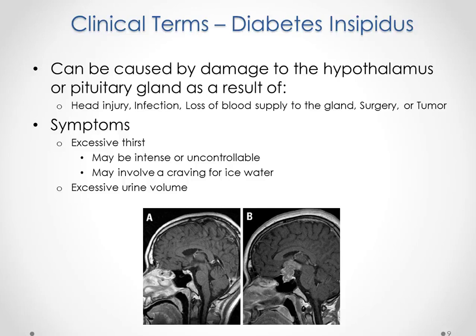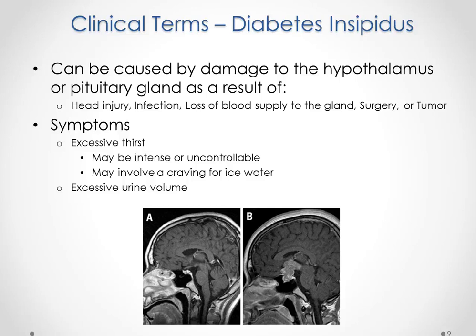Diabetes insipidus is a result of damage to the hypothalamus or the pituitary gland, either due to head injury, some sort of infection, loss of blood supply to the glands, or tumors. Diabetes insipidus is going to cause that antidiuretic hormone to stop or decrease in production. So if you don't have that antidiuretic hormone, there's nothing telling the kidneys to absorb that water, and you urinate more.